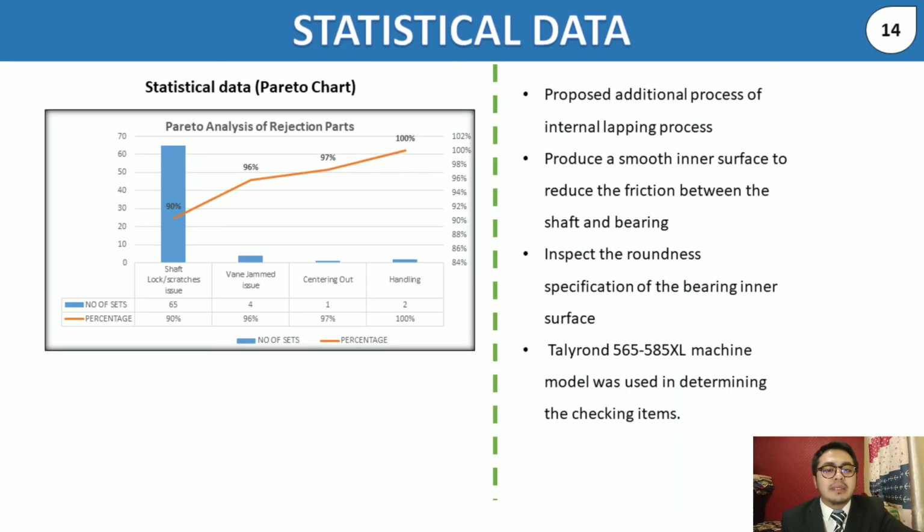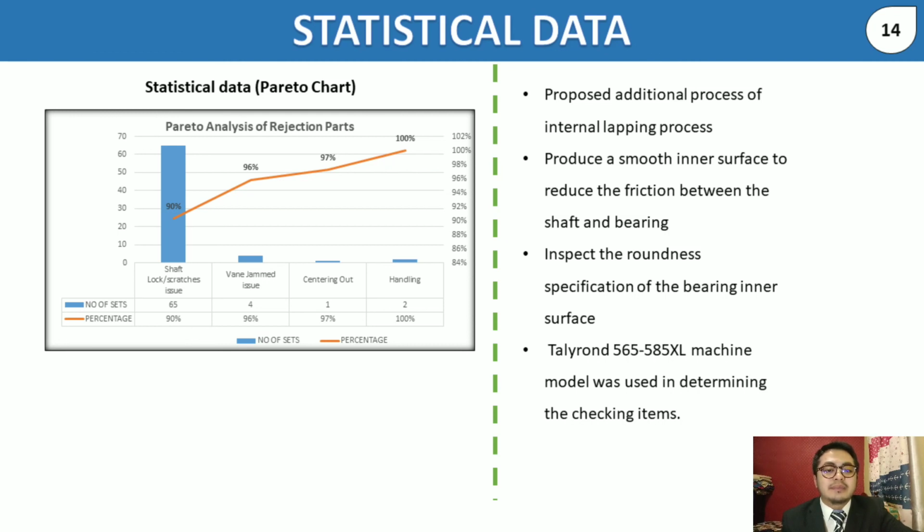The data collected using the Pareto chart shows an analysis of rejected parts. The shaft locking is the major problem faced by the organization, contributing to 90% of the rejection. The implementation is done by proposing an additional process of internal lapping. Internal lapping is a process of producing a smooth inner surface to reduce the friction between the shaft and bearing. This process is used to inspect the roundness specification of the bearing surface.